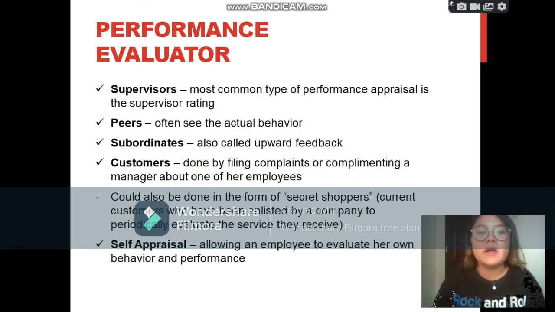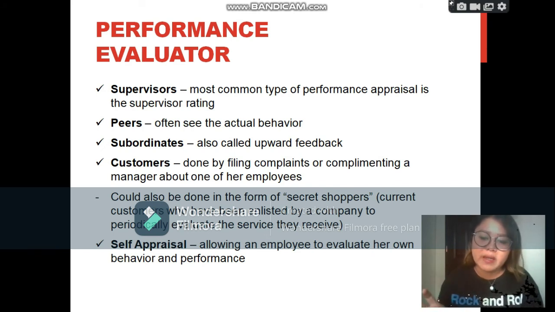Okay, so who are the performance evaluators? So we have supervisors. They are the most common type of performance appraisal. Okay, and this is the supervisor rating. Okay, next we have peers because they often see the actual behavior in the workplace. Of course, we have the subordinates.